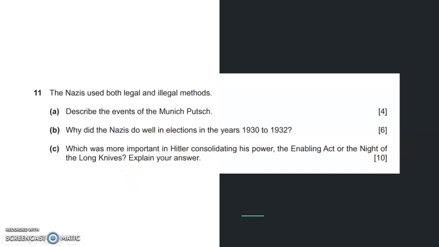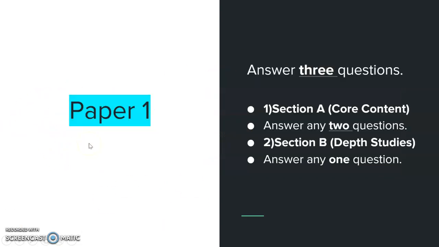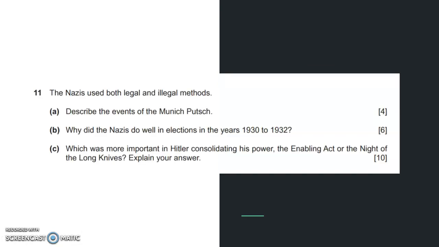These are the types of questions. They are split into three parts, similar for every question in section A and section B. Part A, the mark allocated is 4. Part B, the allocation of marks will be 6. Part C, 10. For paper 1, the questions will be provided in a straightforward, direct manner.